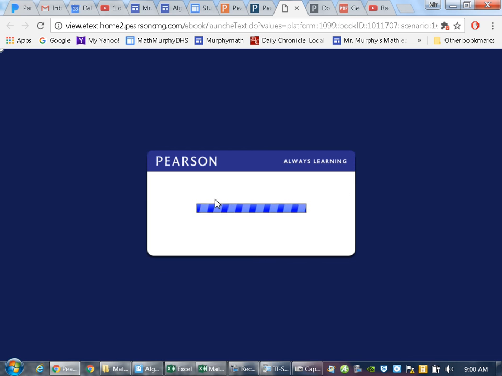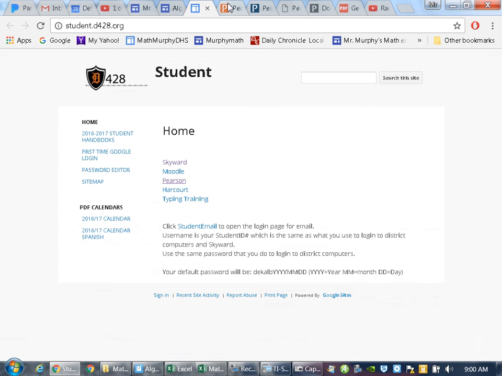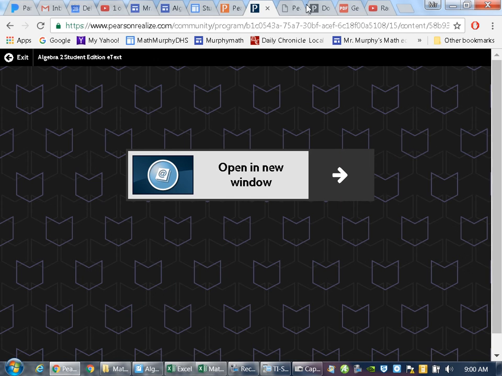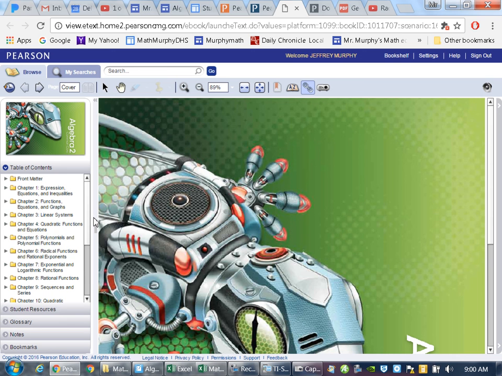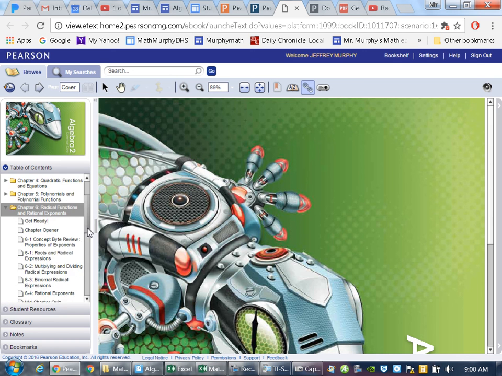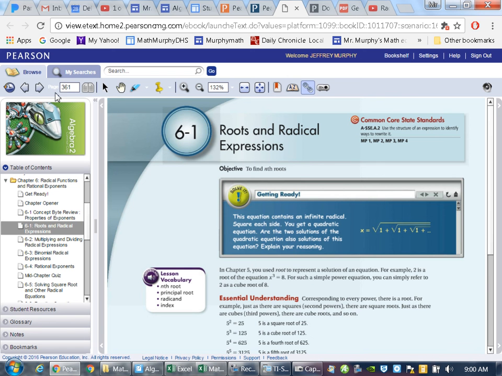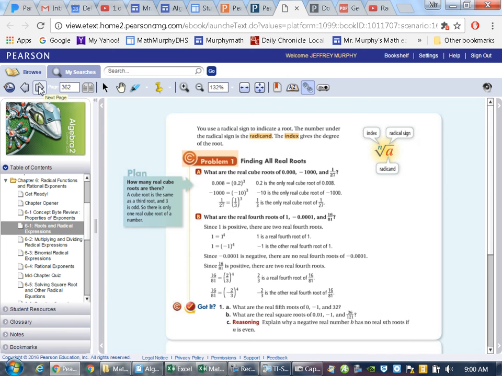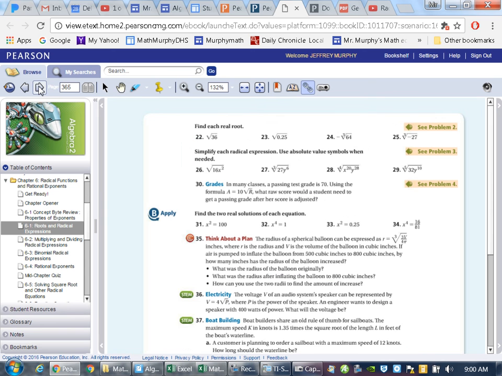15, because that's how many clicks it takes to get to this book. Class website, Pearson, open tab. And then we're in radical functions and rational expressions. And there we go. It kind of rolls you through all of it.